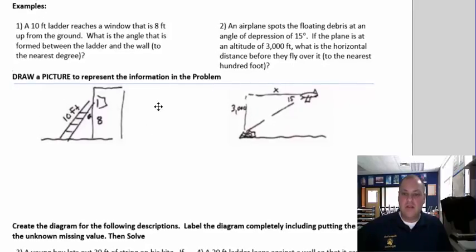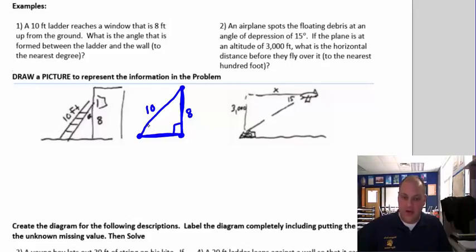You need a vertical line that represents the wall, and then you need a diagonal going down to the ground that represents the ladder, and then you need the distance on the ground that represents the foot of the ladder to the wall. As long as you have that, you have a right triangle and you'll be able to solve. So a 10-foot ladder, 8 feet up from the ground. What is the angle formed between the ladder and the wall?